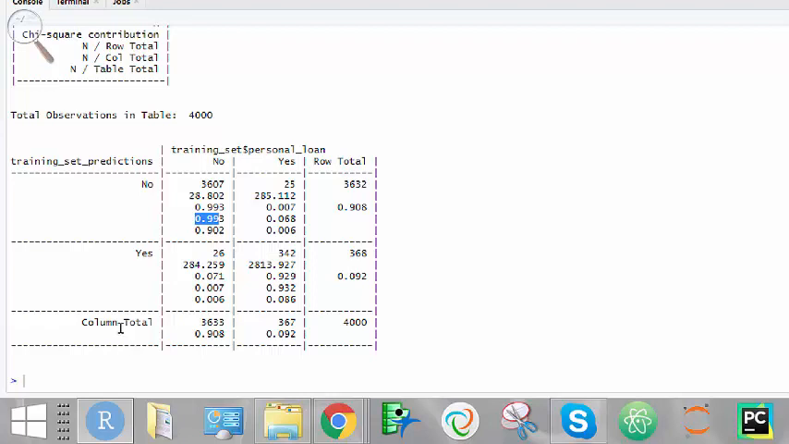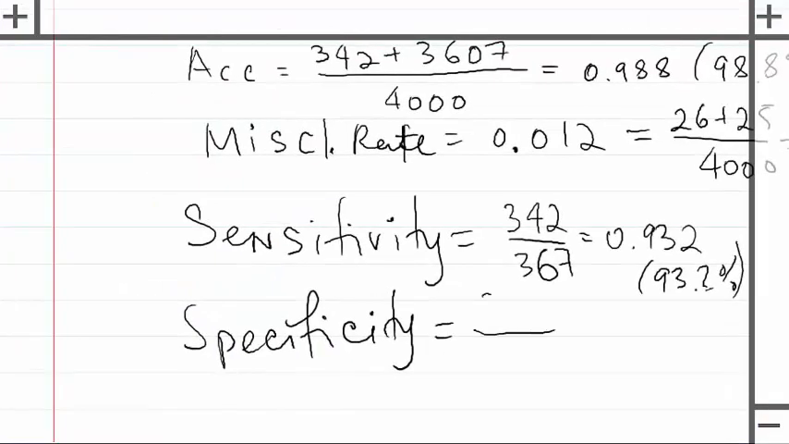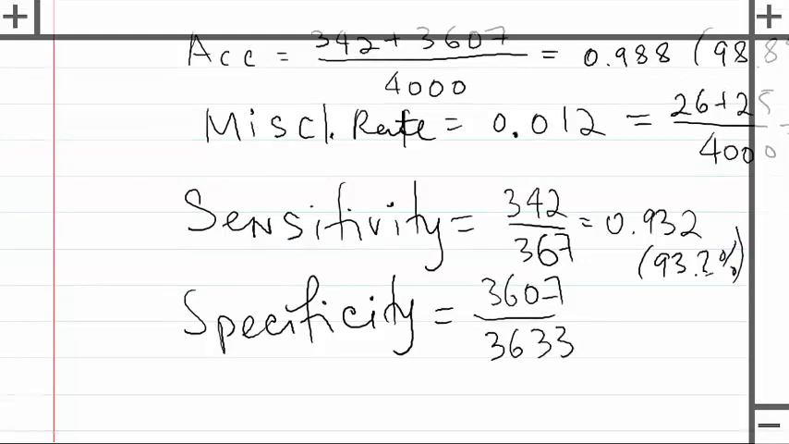So I'm going to write it out. So specificity is 3607 divided by 3633, was that the total for the column? Yep. And that would be 0.993 if I remember correctly, right? 0.993 or 99.3%. And again, just like sensitivity, I want my specificity to be high, okay?